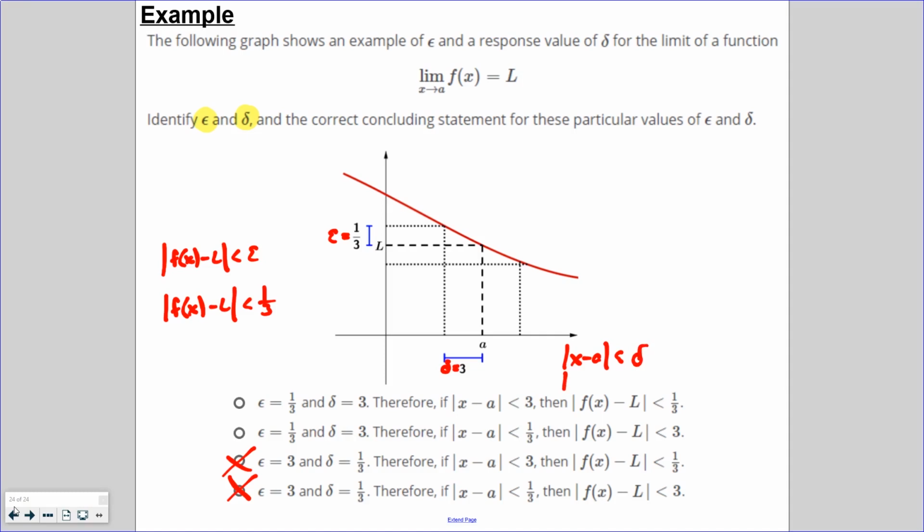And then we can see here that the absolute value of x minus A has to be less than 3. The only answer choice with the absolute value of x minus A being less than 3 and the absolute value of f of x minus L being less than 1/3 is our first choice.